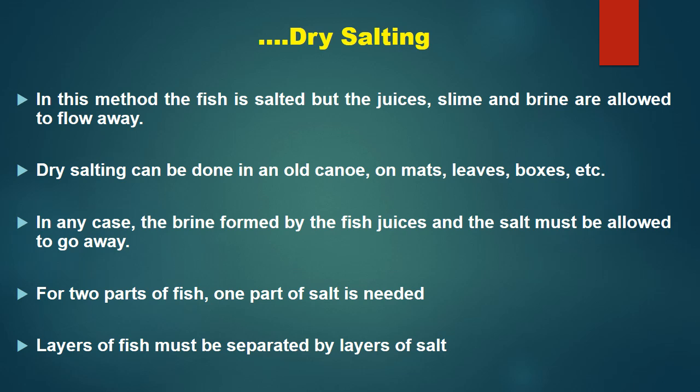For 2 parts of fish, 1 part of salt is added, that is a 2:1 ratio. So for 2 kg of fish, 1 kg of salt is to be applied. Layers of fish must be separated by layers of salt. That means a layer of fish, then a layer of salt should be applied, then again another layer of fish can be kept.